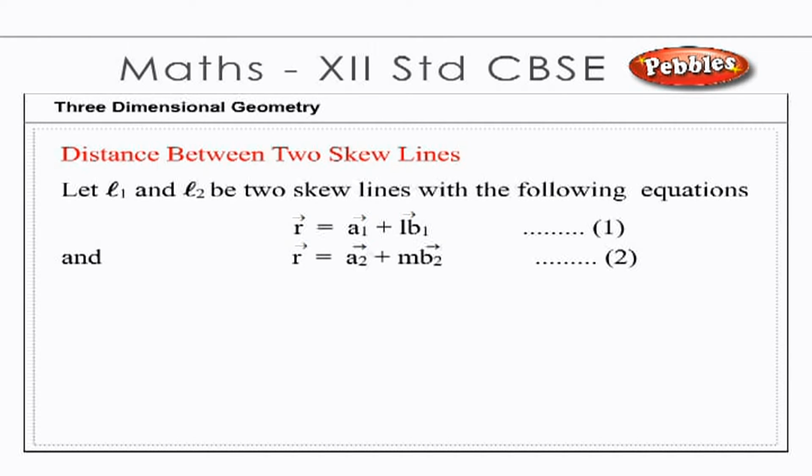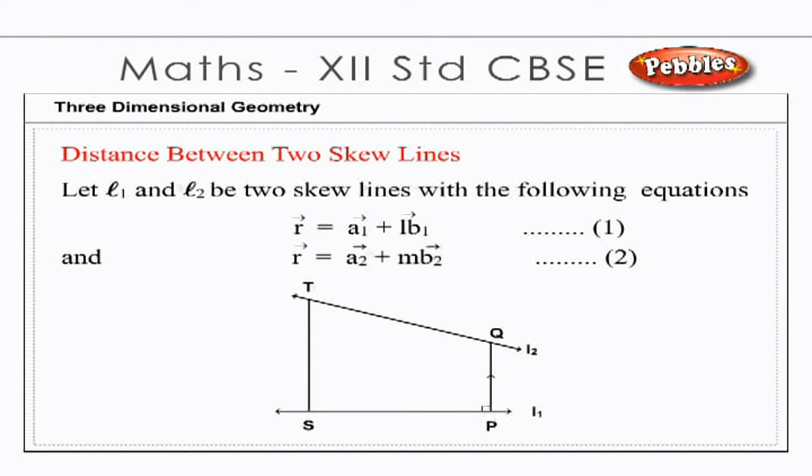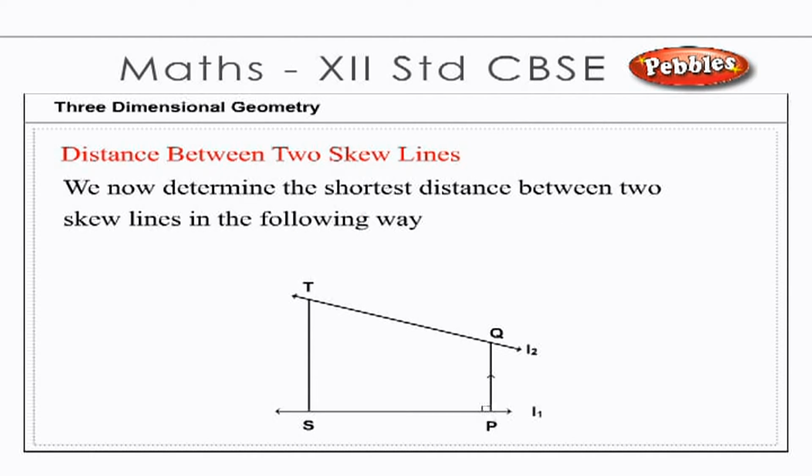Distance between two skew lines. Let L1 and L2 be two skew lines with equations r vector is equal to a1 vector plus lambda b1 vector, equation 1, and r vector is equal to a2 vector plus mu b2 vector, equation 2. We now determine the shortest distance between two skew lines in the following way.